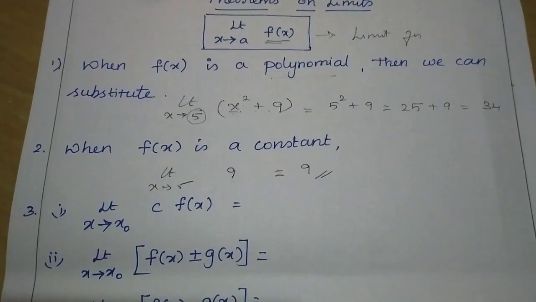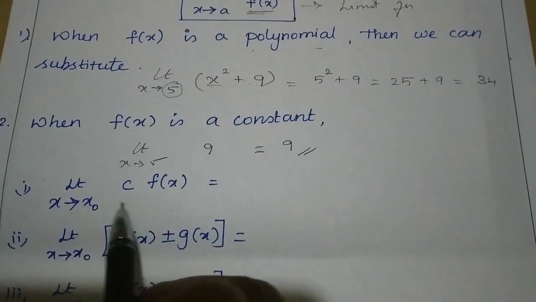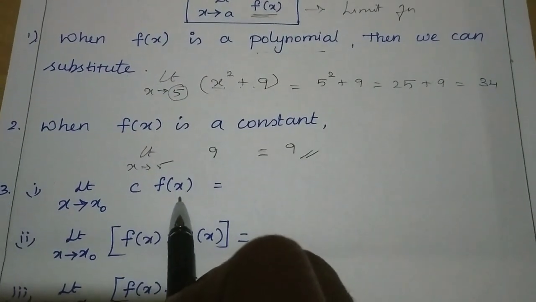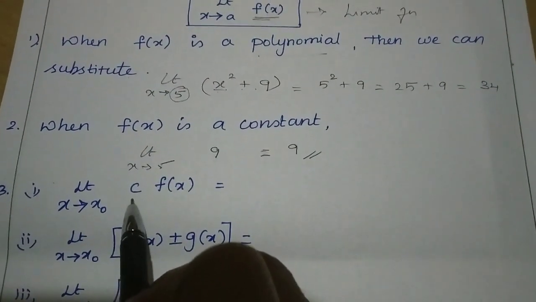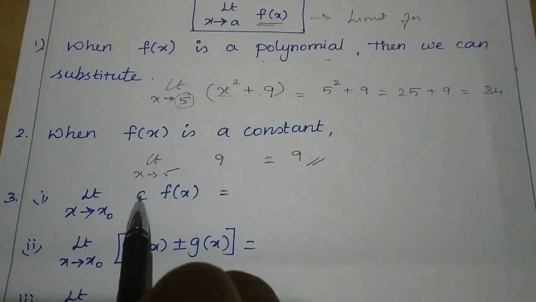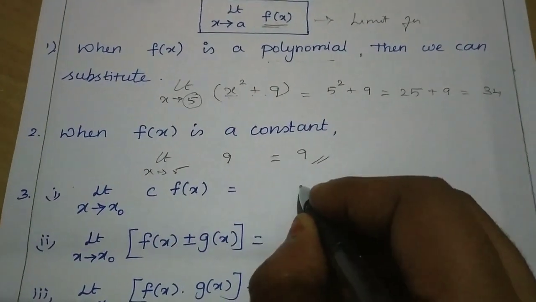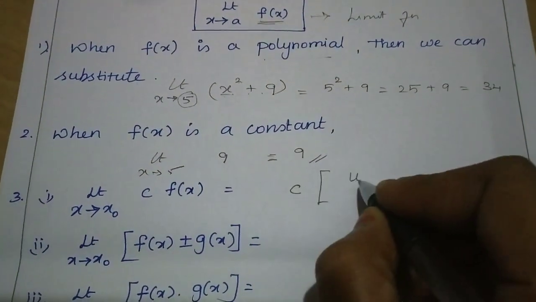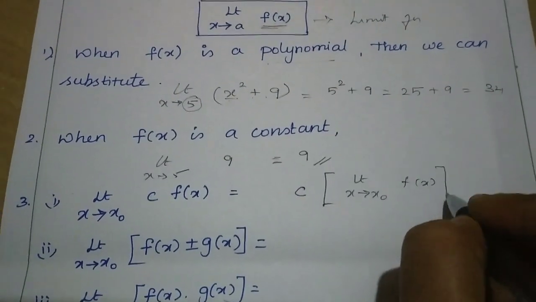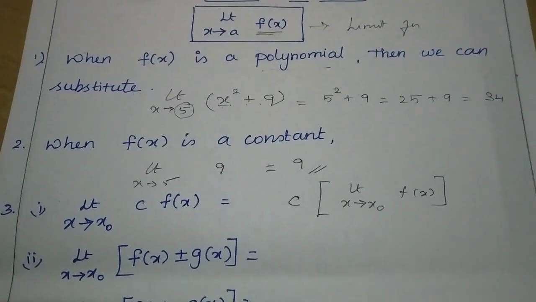Now let us see the third theorem's result. When the question is in the form of a constant c multiplied with f of x, where c is any constant, then you can bring this constant outside the limit function. So your answer will be c into limit x tends to x naught of f of x. I have written only in the general way, not any example.